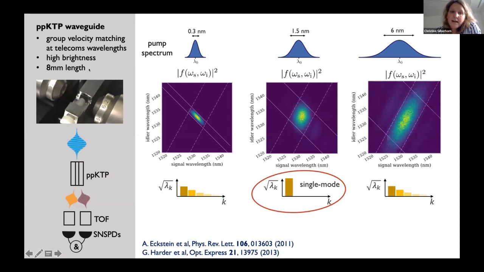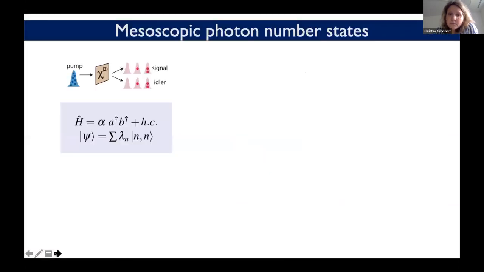Here you see on the left our experimental setup. What you have to do is adapt your pump spectrum to the phase matching, and then you operate at the single mode behavior. If you do so, you can pump your parametric down conversion sources harder. And up to now, I said one pump photon is decaying into a signal and idler photon pair. Actually, if you look at the Hamiltonian, it's getting more complicated. You're not only generating one pair, but pairs of pairs.